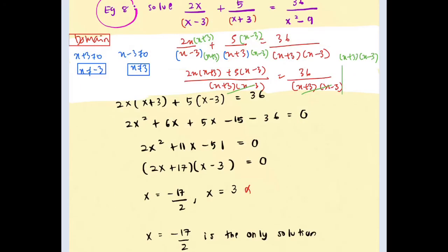So you can just factorize, then you'll find 2 answers. Be careful, please recheck your answer with our domain. One of the answers is x equal to 3, but you cannot have x equal to 3. Therefore, this is not an answer. Okay, so cancel out this. So you're just left with one answer, which is x equal to minus 17 over 2.